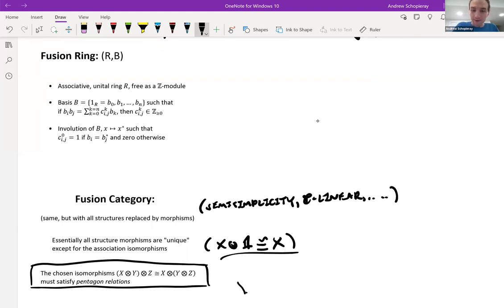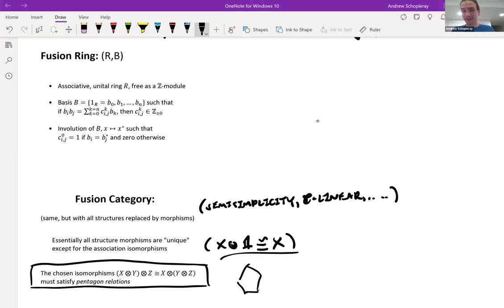I'm not going to write out the actual pentagon. I'll just draw a very small one. But these are the two ways that you can associate a set of 4 simple objects tensored together and move the parentheses from one side to the other. You can do that in 2 different ways. Okay? And all of these pentagons need to be commutative. So that's for 4 different simple objects tensored together.